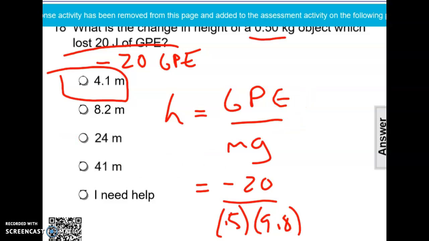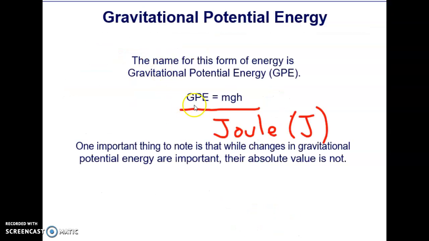Remember that gravitational potential energy is equal to mgh. It's measured in joules. Remember, a joule is also a kilogram meter squared per second squared, but we just don't like to say all those squares and units, so we make an abbreviation for joules with this right here. The more mass and the more height I have, the more potential energy I have.